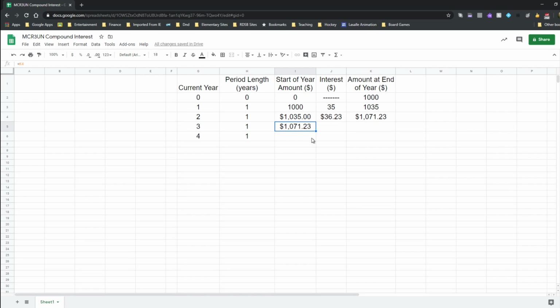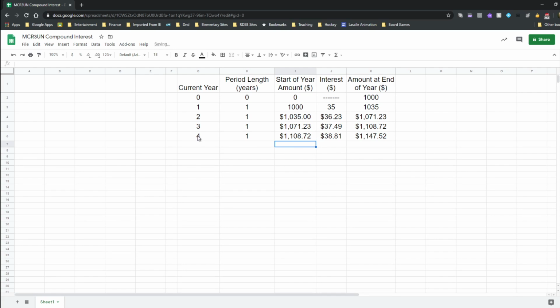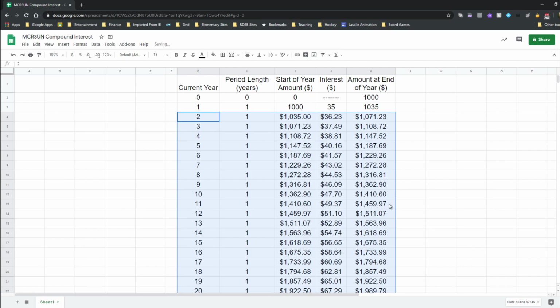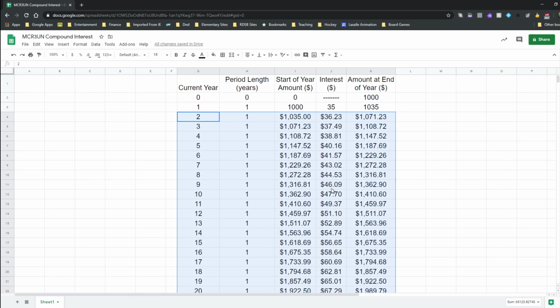And I'm actually going to delete this cell because I want to now select these three cells and drag them down, and I can now keep going on and on and on. So if I now select all of these and drag down, I can go as far as I want, and it's going to calculate how much money I have at the end of the year based on all of the new interest.